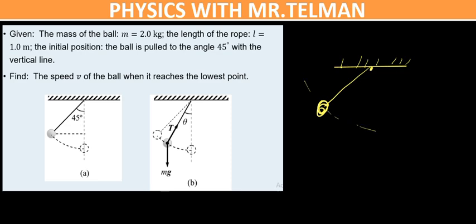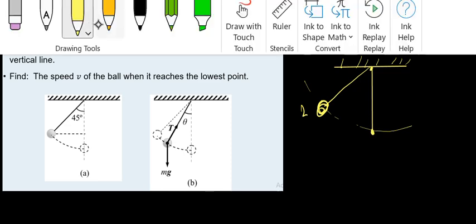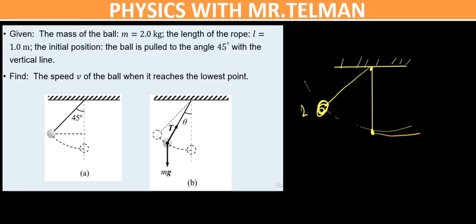So it moves in a circular way. It was at point 1 and came to point 2. You're asked to find the velocity of this ball when it's here. So the v. We can solve it by using the method of energy conservation.